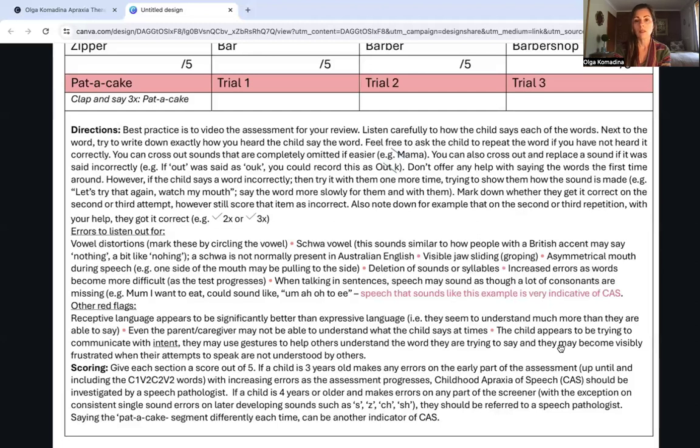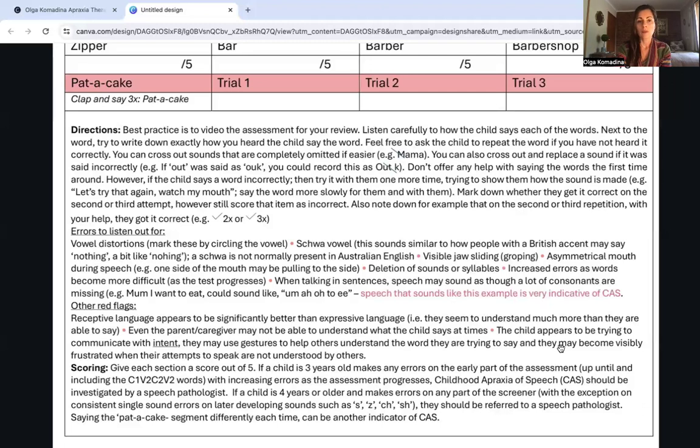deleting sounds a lot in words, especially or deleting whole syllables. So "potato" might be "tato" or "ao." But the deletion of a weak syllable alone doesn't need to mean that it's apraxia. It could also be a phonological process where we're just gathering all this data to see the big picture.